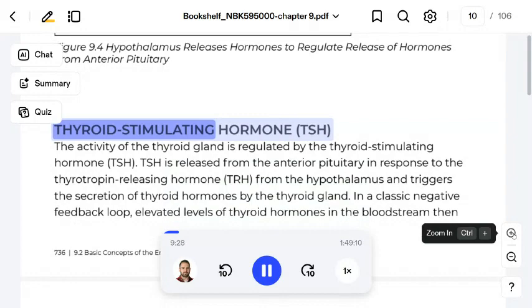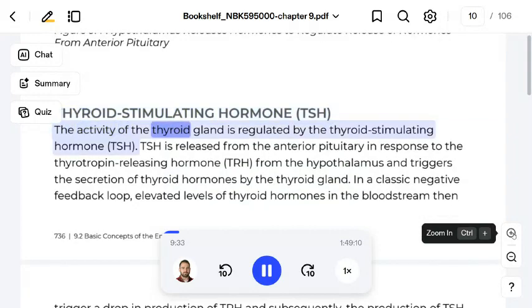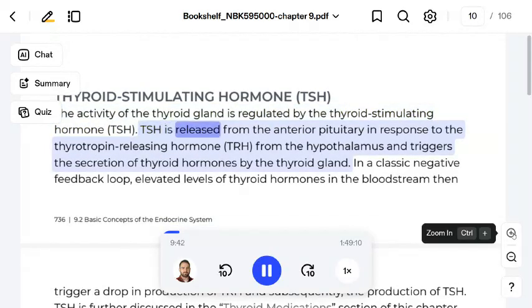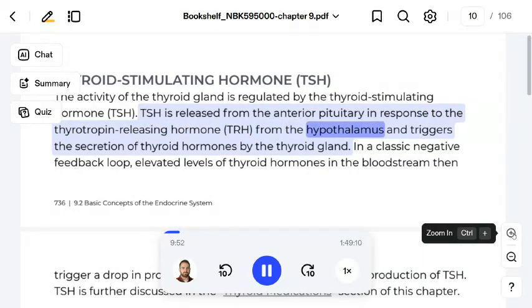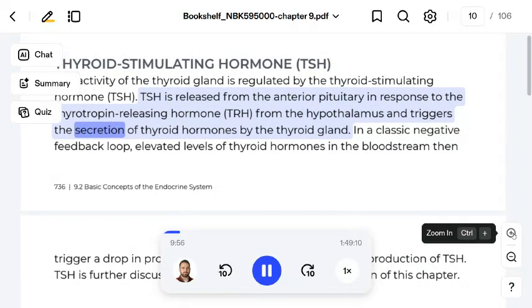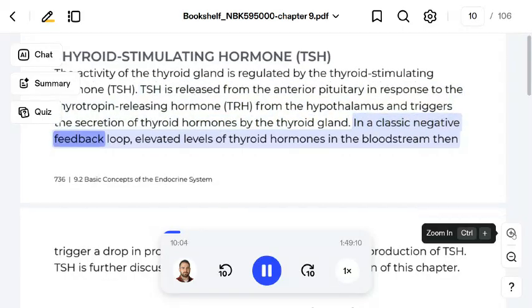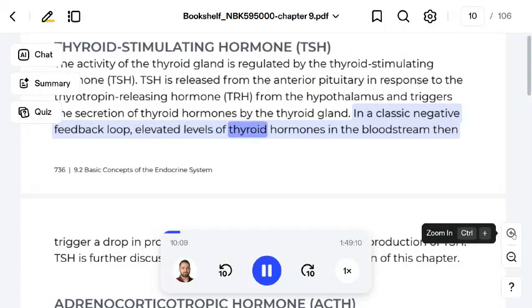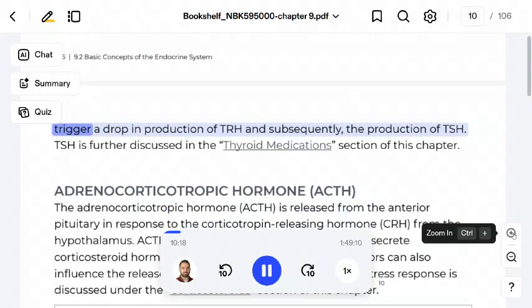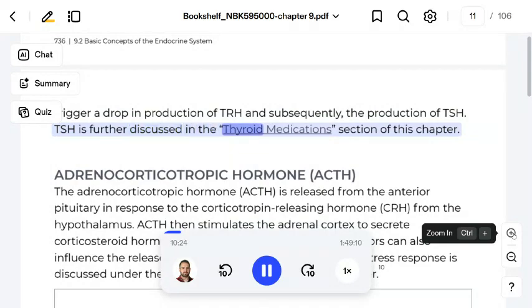Thyroid-stimulating hormone. The activity of the thyroid gland is regulated by the thyroid-stimulating hormone. TSH is released from the anterior pituitary in response to the thyrotropin-releasing hormone from the hypothalamus and triggers the secretion of thyroid hormones by the thyroid gland. In a classic negative feedback loop, elevated levels of thyroid hormones in the bloodstream then trigger a drop in production of TRH, and subsequently the production of TSH. TSH is further discussed in the thyroid medication section of this chapter.